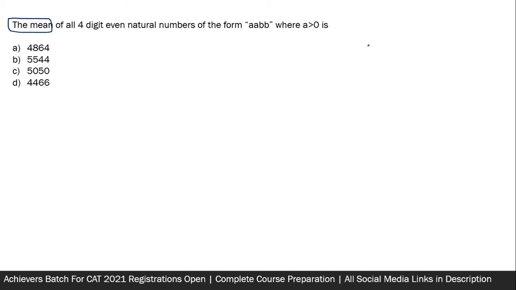Let us first figure out how many numbers are possible. For the first two places, I can have 1 to 9, all the digits, and for the last two places, I can only have 0, 2, 4, 6, 8.